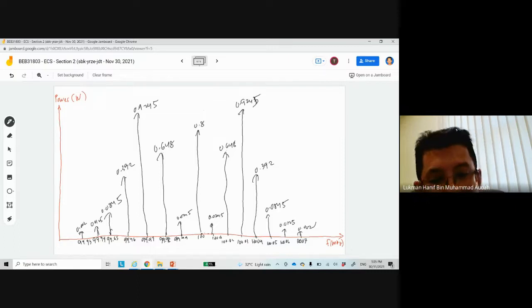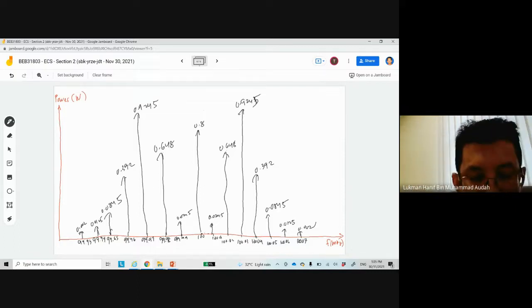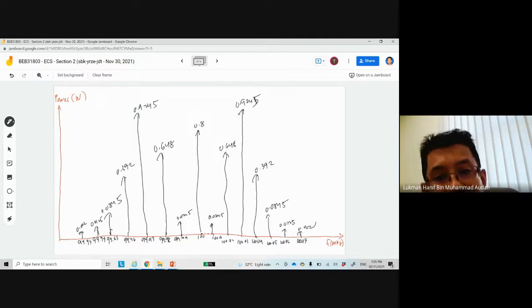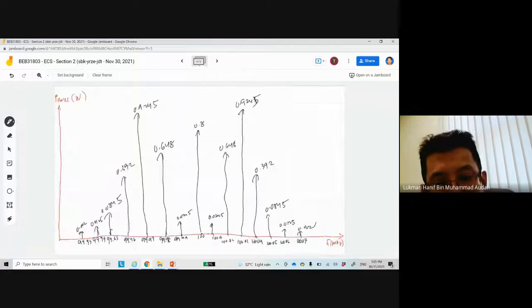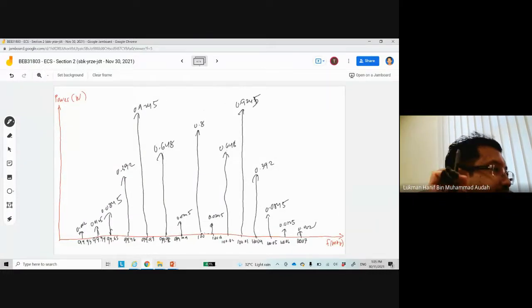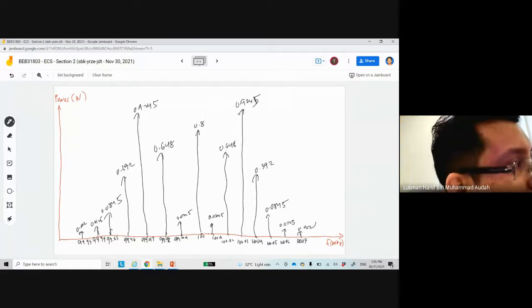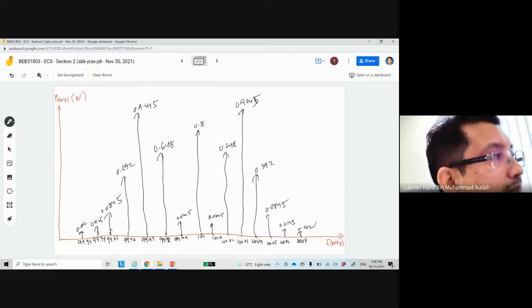Okay. Sorry, the drawing is not very nice. So you have to practice how to draw. This drawing, the values are based on the table. From the table I draw like this. Okay, do you have questions about this example? Otherwise we can move to the next example.